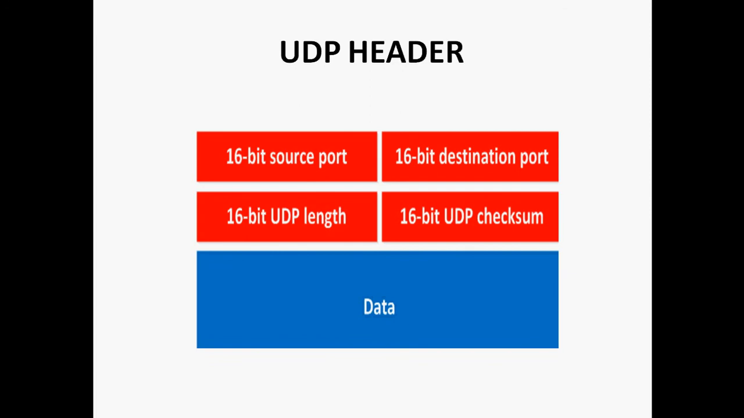Next is the 16-bit UDP checksum. This is used to check the header and data, whether any error is there or not. The rest of it is data.